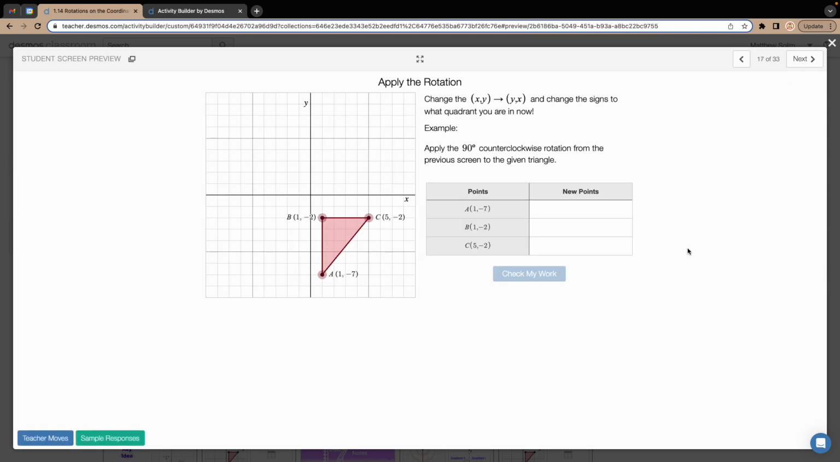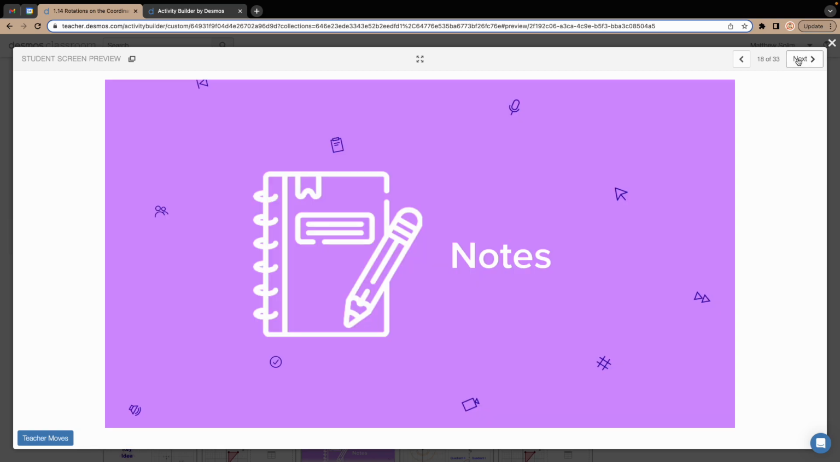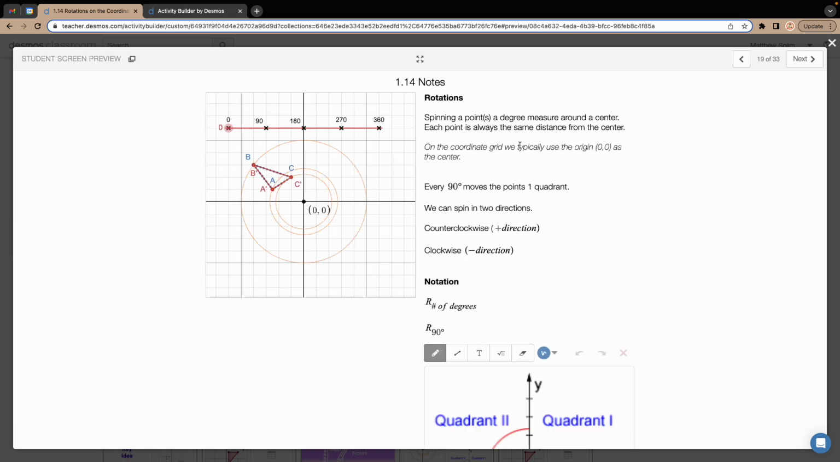So let's see if I could do a rotation. We're gonna do some notes on this. Let me go to the notes first. So rotations are just spinning a point a certain number of degrees around the center. Each point is the same distance from the center. Typically on the coordinate grid, we use the origin as the center, but you could use other points as the center. But normally we use the origin.